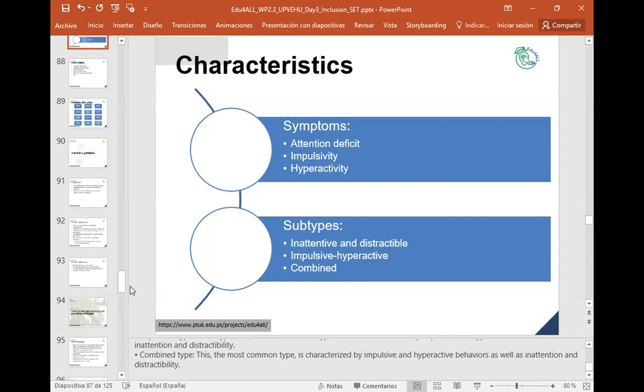From their combinations are derived the three basic subtypes of attention deficit hyperactivity disorder. Inattentive and distractible type. This type is characterized predominantly by inattention and distractibility without hyperactivity. Impulsive hyperactive type. This, the least common type, is characterized by impulsive and hyperactive behaviors without inattention and distractibility. Combined type. This, the most common type, is characterized by impulsive and hyperactive behaviors as well as inattention and distractibility.